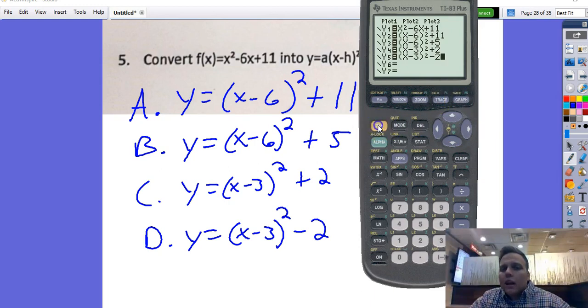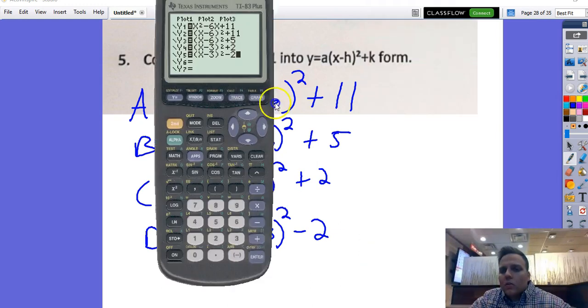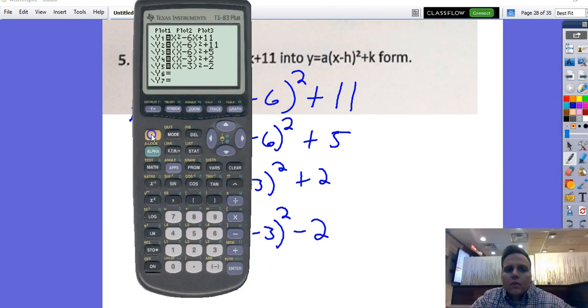Alright, so to look at the table, I'm going to hit second. My calculator doesn't want to let me, so we're going to hit graph to see. Okay, it's just not letting me hit second. I'm going to hit pause recording until I get this working.